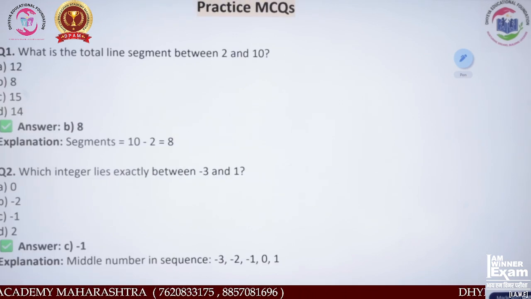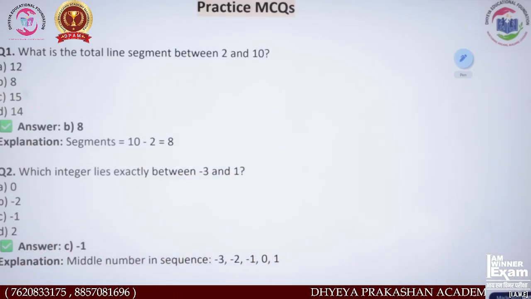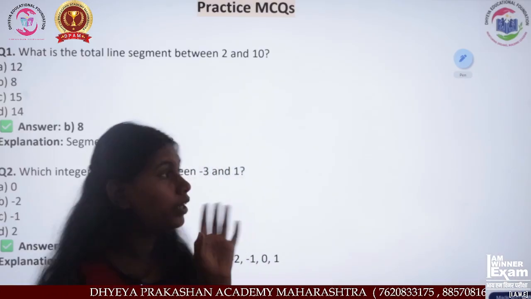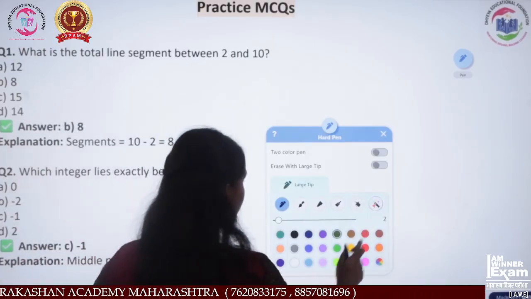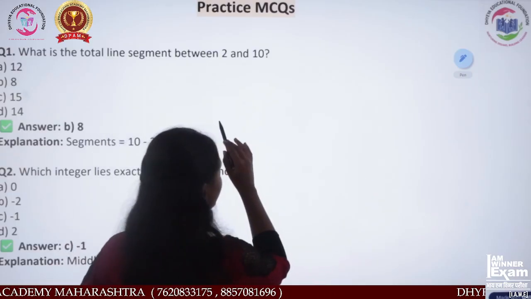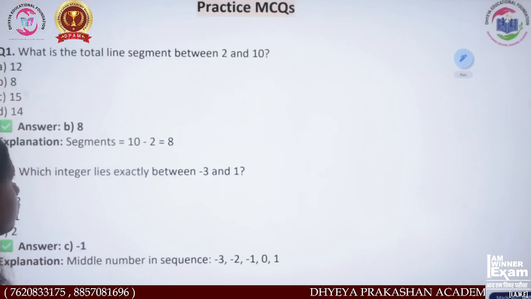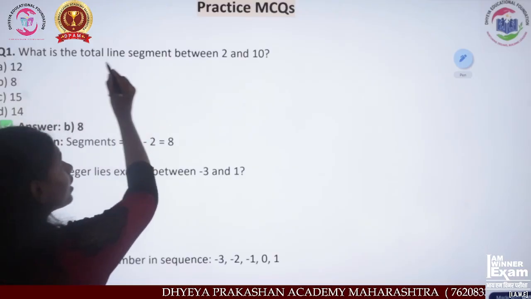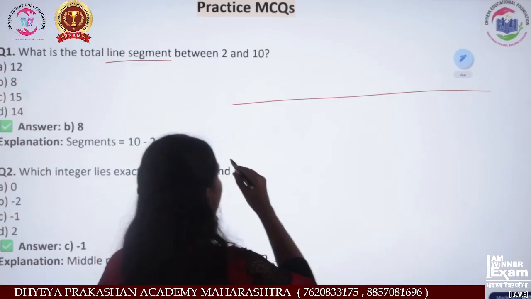So let's start with solving some MCQs. Okay. So what is the first MCQ? What is the total line segment between 2 and 10? So let's start with our number line. This is the first question: what is the total line segment between 2 and 10? 2 and 10. So this will be our number line.